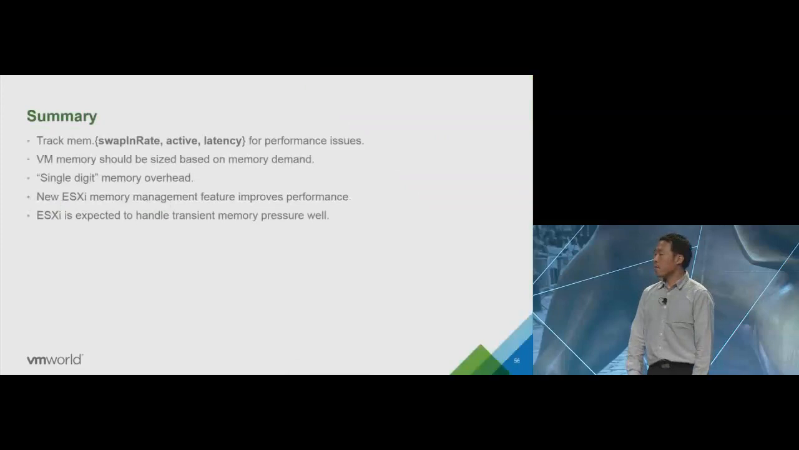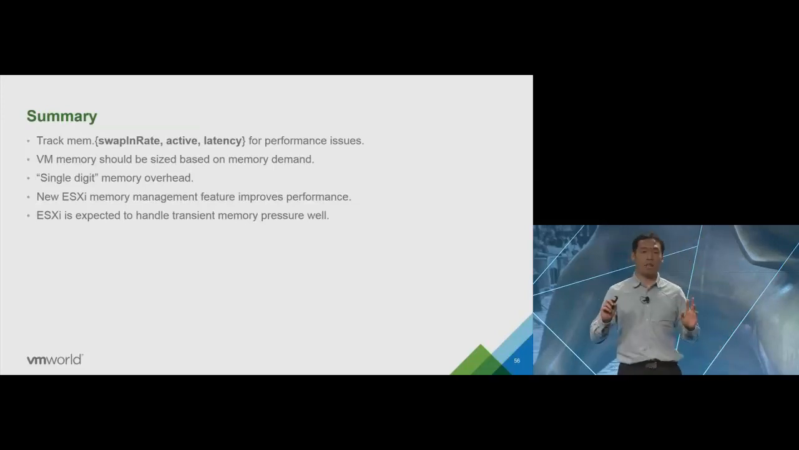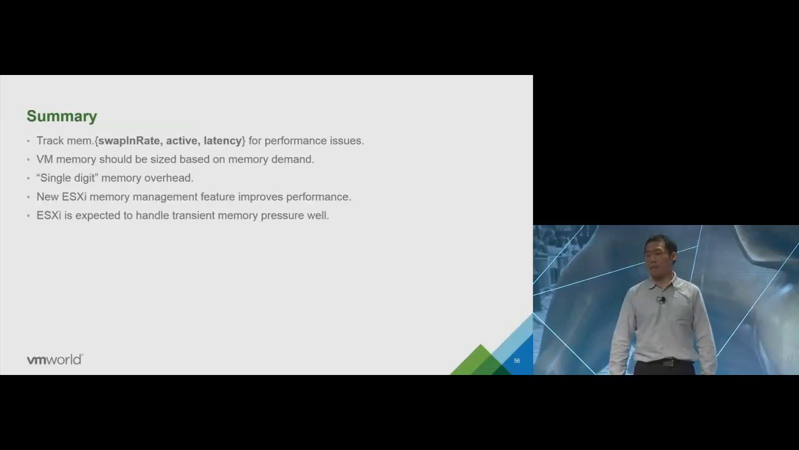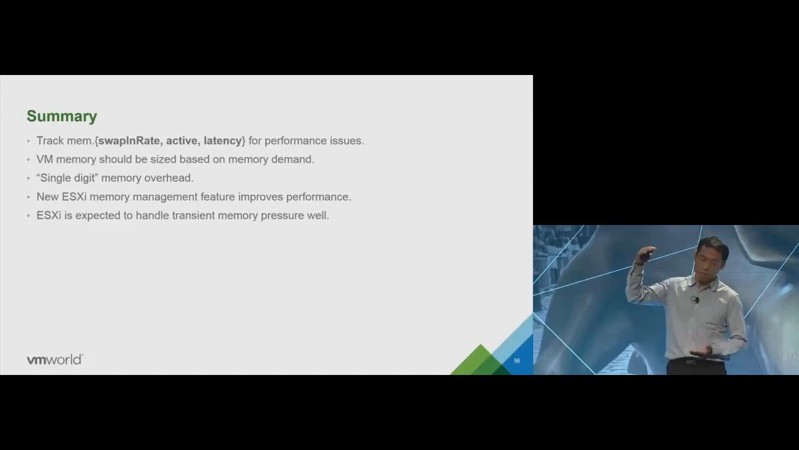All right, the key takeaway of my talk is: please track memory problems using the right counters like swapping rate, active, and latency. And VM memory should be sized based on the memory demand. The ESX hypervisor tries to do a good job of reducing the overhead memory, keeping it at single-digit overhead. The new ESX memory management features improve performance. Finally, I want to emphasize that the ESX hypervisor is designed to handle transient memory pressure well. So if your host has constant memory pressure, please consider a higher-level load balancing algorithm like DRS.